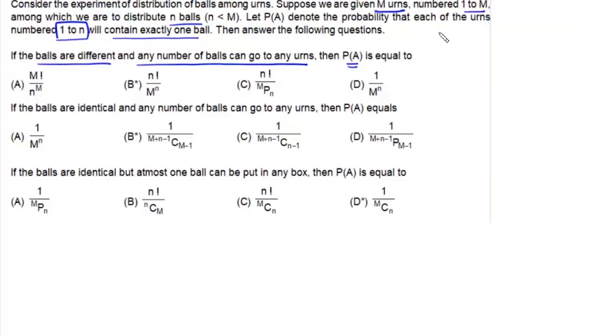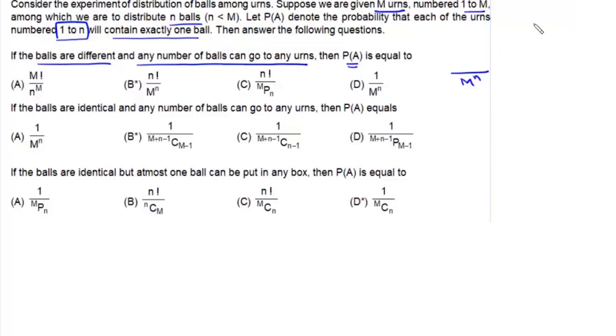Now first we'll find the total number of possible cases. For each ball we have m choices. It can go to any of these m urns. For the first ball we have m choices. For the second ball also we have m choices. So for all the n balls we have m choices each. So the total number of possible combinations will be simply m to the power n.